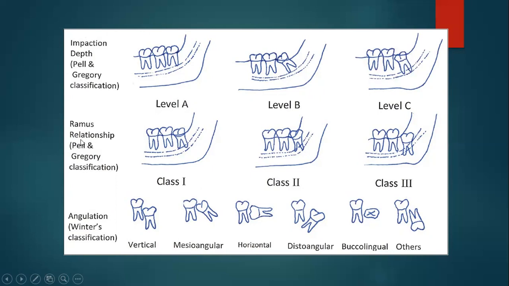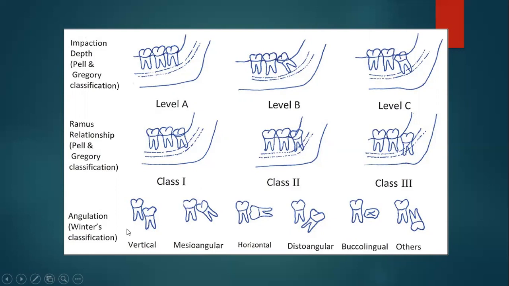Then coming towards the ramus relationship, according to the ramus relationship, you can see that it is present in front of the ramus, and it is a little bit in the line of occlusion. And in class 2 you can see that it is present very much anterior to the ramus, and it is a little bit exposed. However, level C is basically class 3, where it is below the ramus of the mandible. So you can see that according to the ramus of the mandible, it can also be classified.